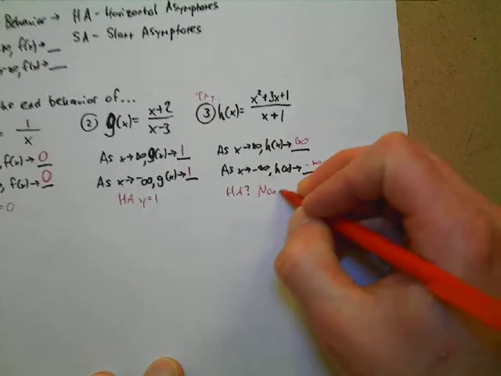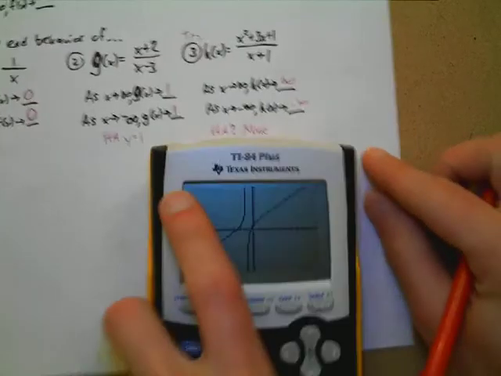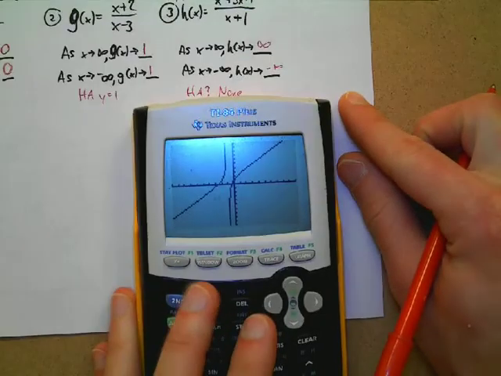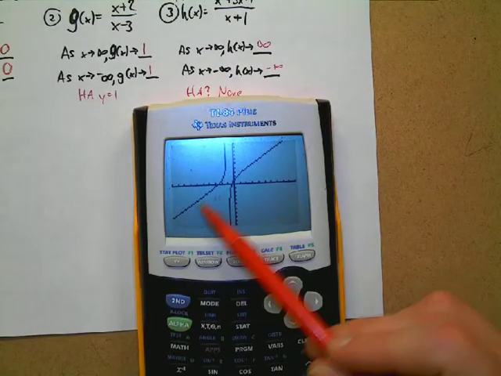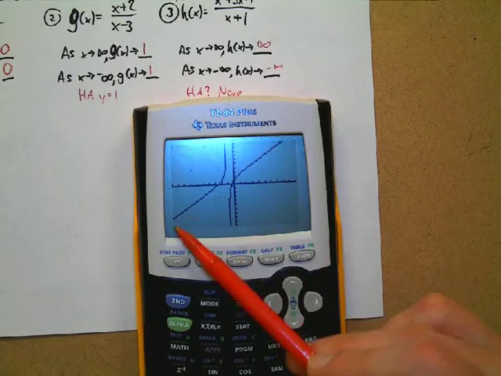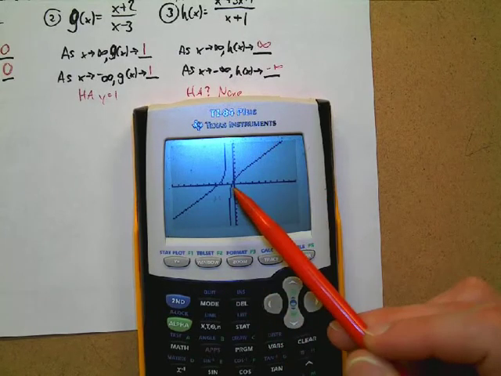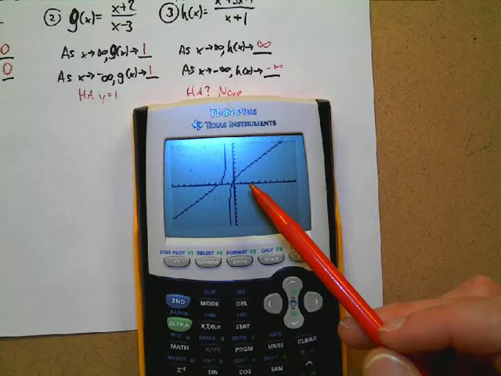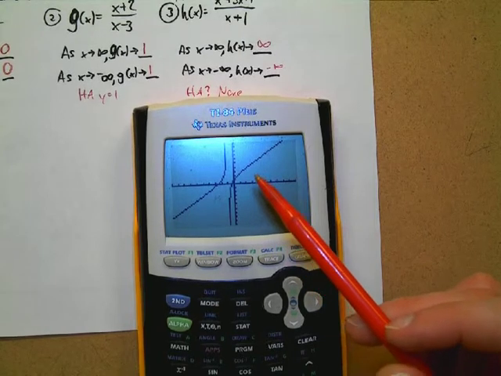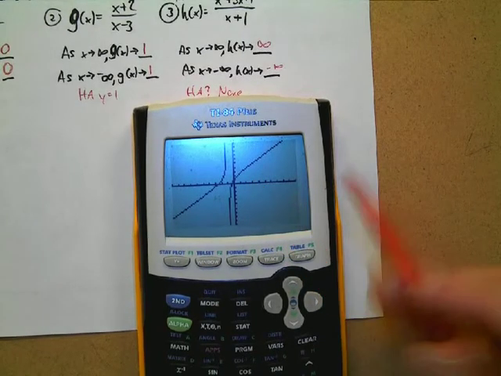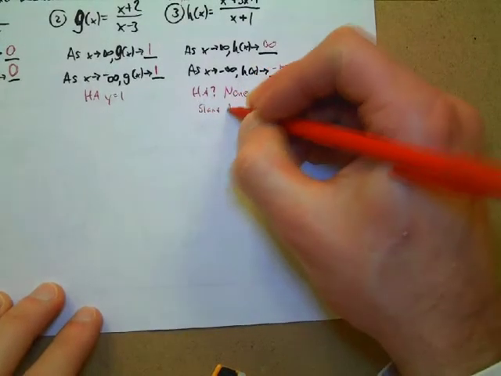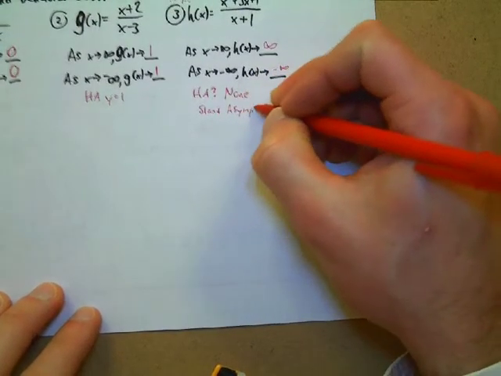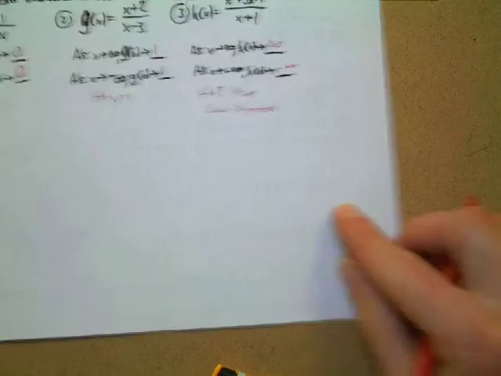But there is kind of an asymptote here, though, isn't there? Right? Like, kind of right in here. This asymptote, though, it's not horizontal, it's not vertical, it is kind of diagonal or at a slant. Okay? And so we actually have a slant asymptote here, and I'll talk about how we're going to find those in just a bit. Okay.